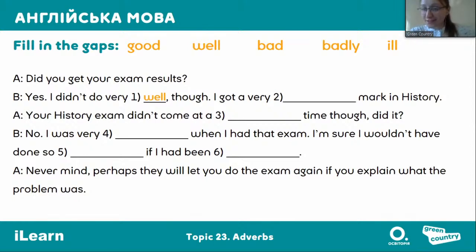Okay, and what about these adverbs? Good, we have adjectives and adverbs here, yes? Good, well, bad, badly, and ill. What about them? Передивіться текст, and let's try to fill in the gaps. So number 2. Yes, I didn't do very well, though I got a very bad mark. So here we need an adjective. Правильно? У нас є mark, іменник. Ми знаємо, що тільки прикметник описує іменник, да, в англійській мові.